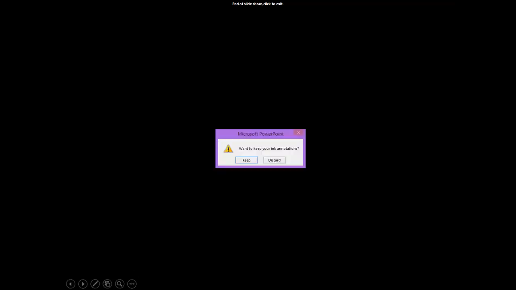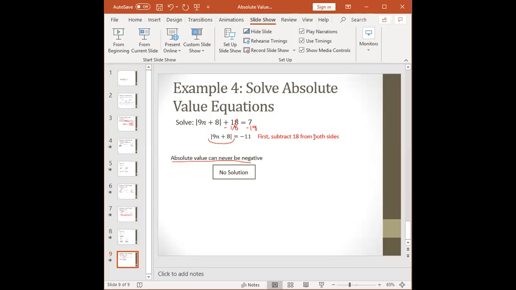All right, so that was the last example from our notes. So we'll stop here for notes for 2.6, absolute value equations.